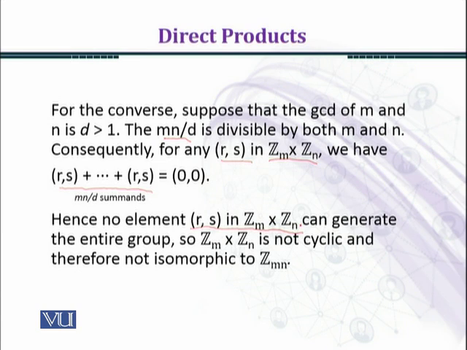So, here you saw that we assumed the GCD is not equal to 1, meaning m and n are not relatively prime, and the GCD is equal to d. And when we add the ordered pair (r, s) mn over d times, we get the identity element. This means that the complete group has a total of mn elements, so (r, s) cannot generate the complete group. So we have Zm cross Zn is not cyclic if the GCD of m and n is equal to d, d greater than 1. In this manner, we have established this result.